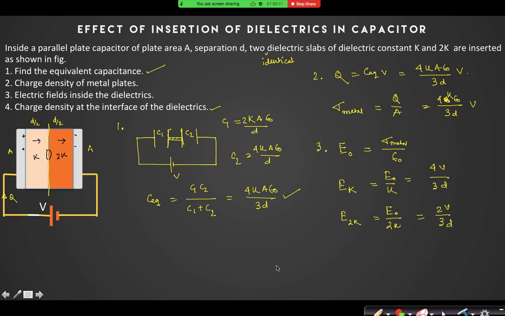So the total potential difference I can find from the electric field multiplied by D by 2. Right? So Ek and E2k we have calculated. That was the third question. Now come to the fourth question. It says, what is the charge density of the interface? What will I use now? A simple Gaussian surface, yes or no? Yes, sir.